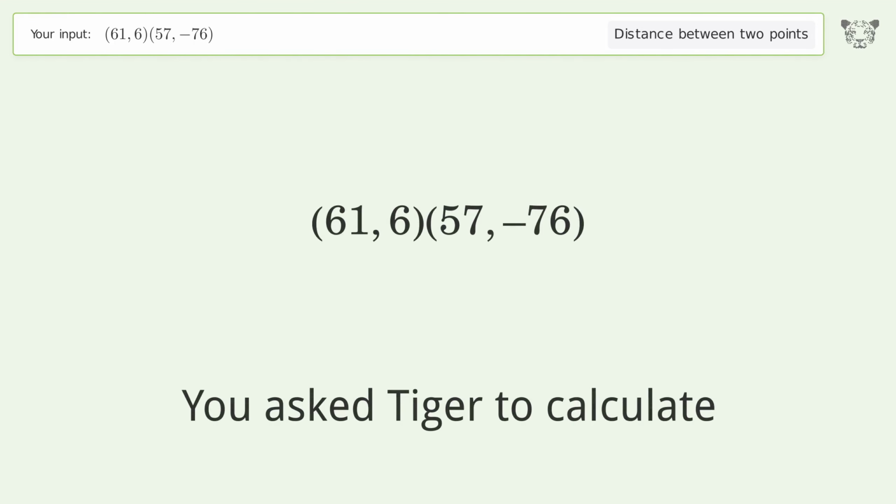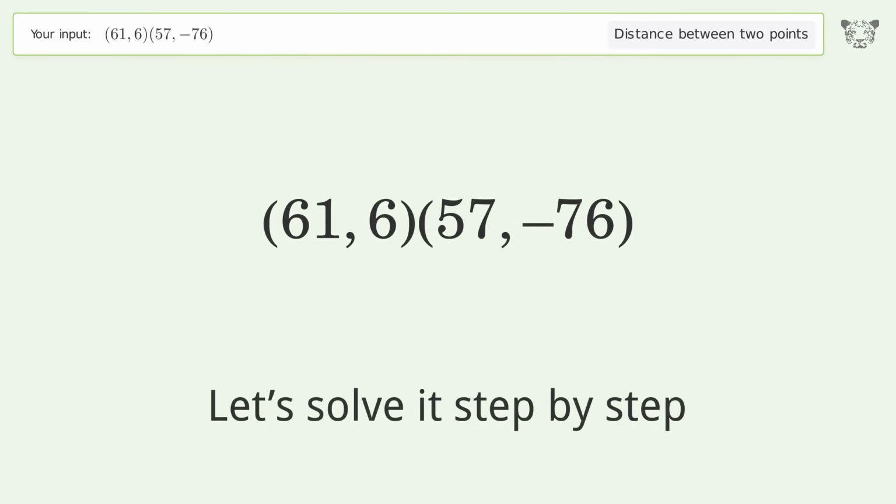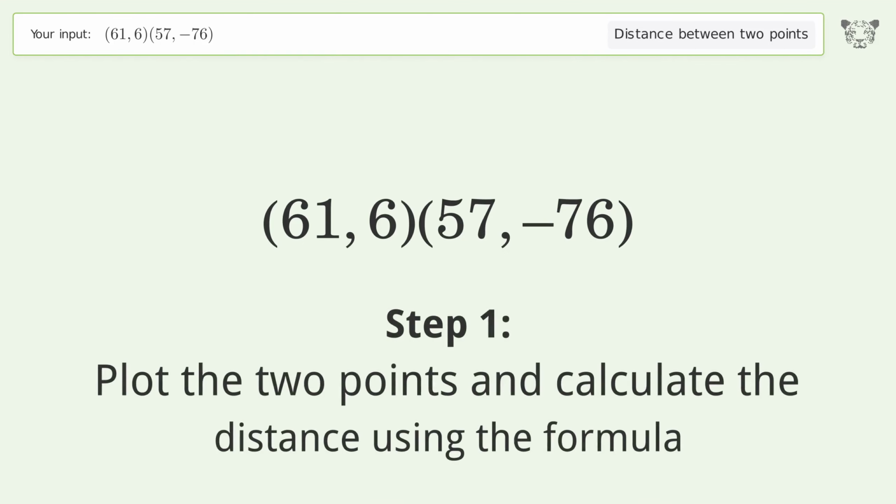You ask Tiger to calculate. This deals with the distance between 2 points. The distance between the 2 points is the square root of 6,740, or 82.098. Let's solve it step by step. Plot the 2 points and calculate the distance using the formula.